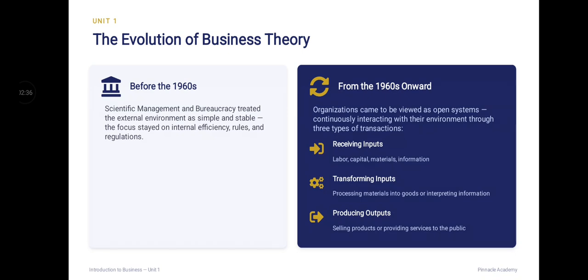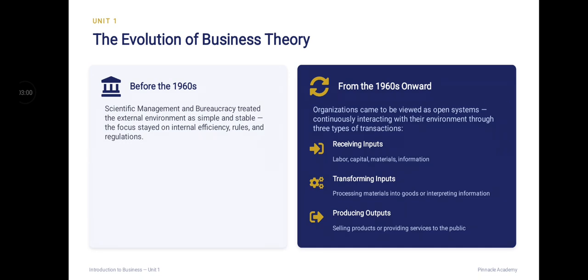After receiving inputs, we now have the transforming inputs transactions. This is the actual work of turning raw materials into something useful or making sense of information. In our example of Zambeef, it can involve things such as slaughtering, processing, and packaging that meat so that it can be sold to the clients. This is a perfect example of transformation.